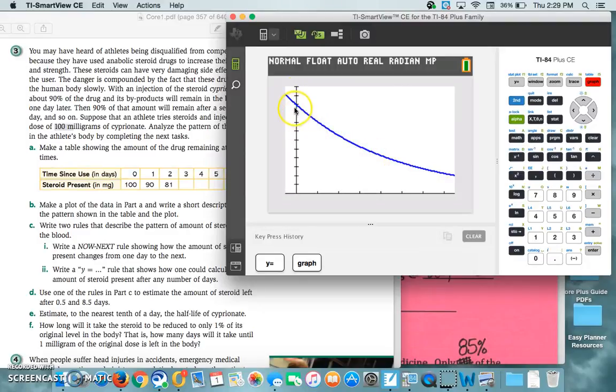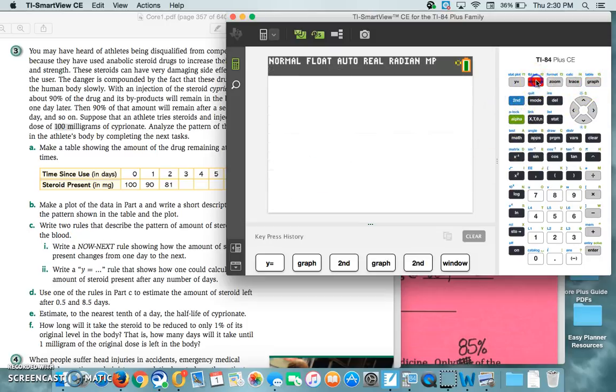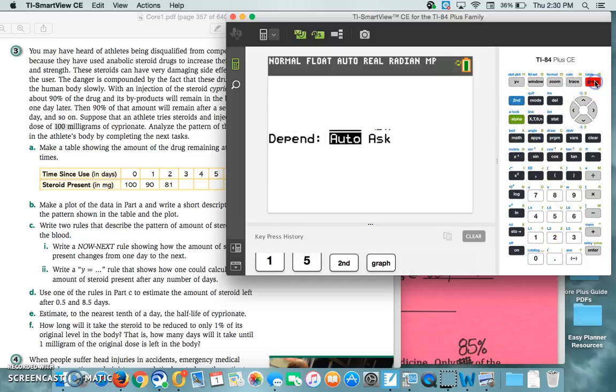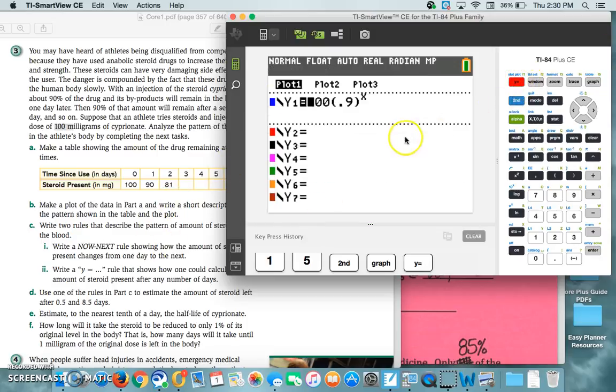If you check it out, even after we went all the way out to 15 days, I'm still not even at 0. If I look at the table, it will show me how much of the initial dose of 100 milligrams of the anabolic steroid is left. If I start my table at 15, then I still have 20.589 milligrams left over, and this is over 2 weeks later. So the y equals rule is what I put in the calculator, and the next equals now rule would be very similar to this.